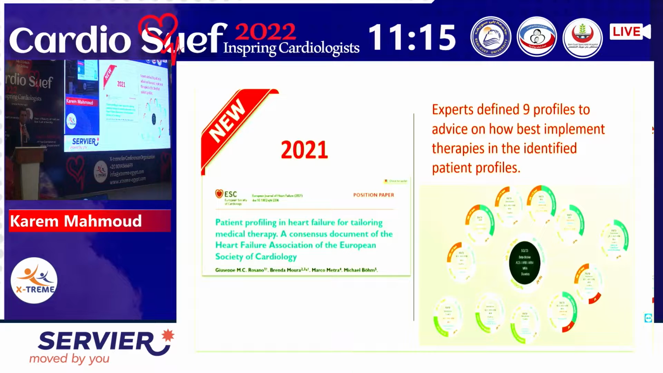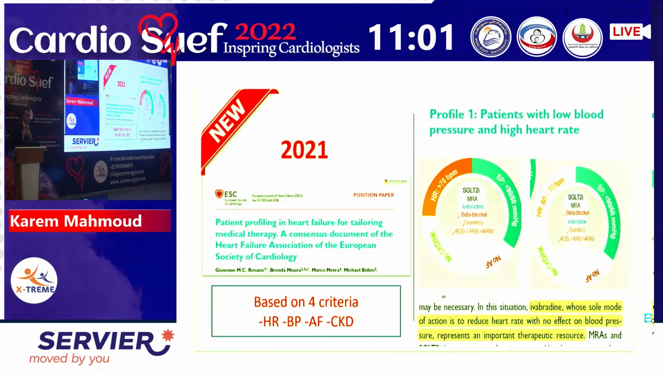Therefore, we can study different profiles of patients. This was a position statement released by the European Society of Cardiology for the different profiles of heart failure patients, based on four criteria: heart rate, blood pressure, the presence or absence of atrial fibrillation, and CKD. If we look at one profile, we see a patient who is somewhat difficult: one with tachycardia, meaning a heart rate, in this example, of more than 70 beats per minute, with low blood pressure. Low blood pressure is borderline, 90/60 or less.